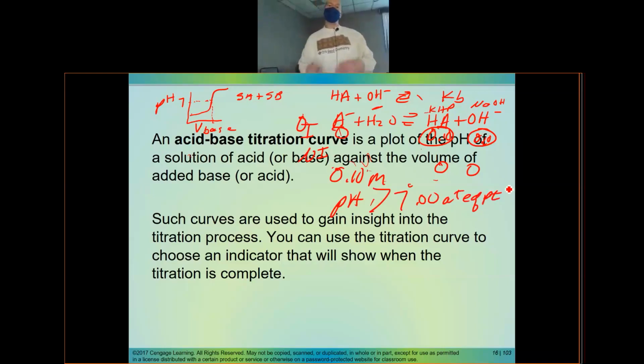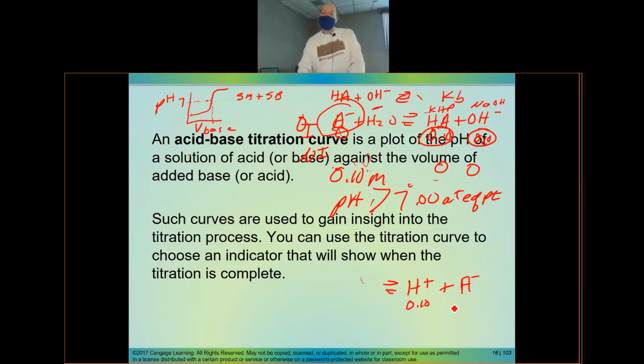The only time your pH is equal to 7 at the equivalence point is when it's a strong acid and a strong base, because that just makes water. When you have a weak acid and a strong base, that makes a weak base, which means your pH is going to be greater than 7. All right, and then of course the other example is going to be if I added a strong acid to a weak base.